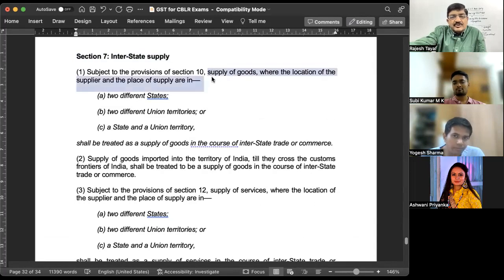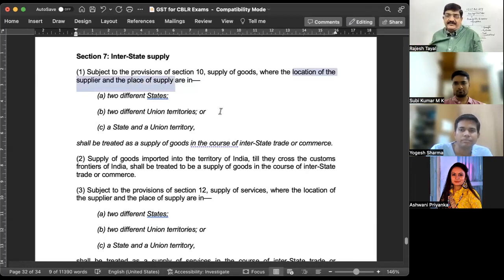Supply of goods where the location of the supplier and the place of supply are in two different states or two different union territories shall be treated as supply of goods in the course of interstate trade or commerce. So what is important is we're talking about location of the supplier and place of supply. Very, very different things. Location of supplier and place of supply. Just understand.